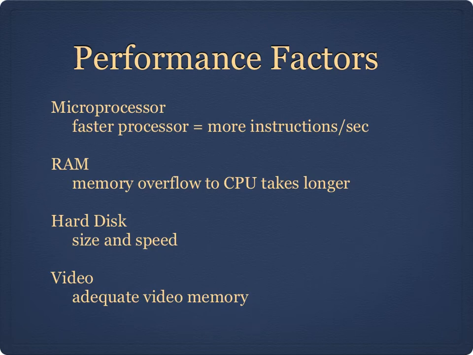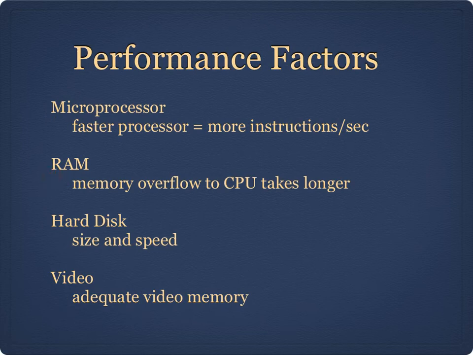So newer microprocessors are going to process things way faster than older ones. While one instruction is being executed on the microprocessor chip, the next instruction is fetched from memory and can be decoded. Therefore, the faster the processor, the more instructions per second it can process.